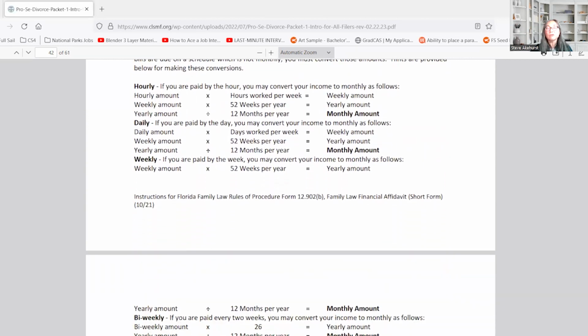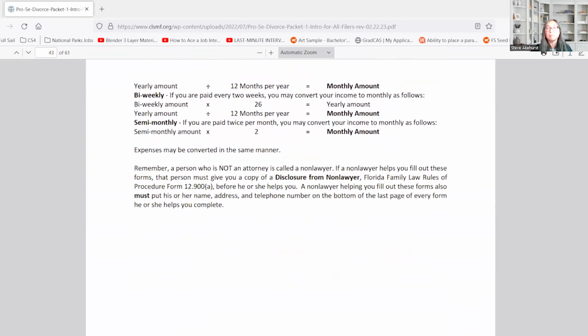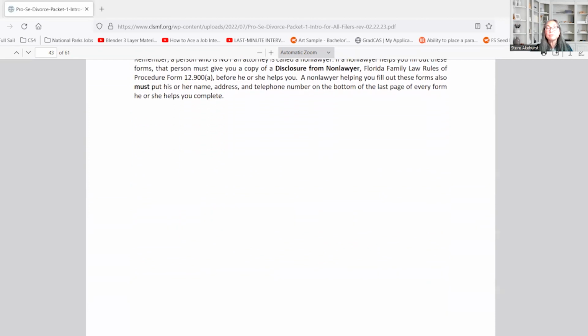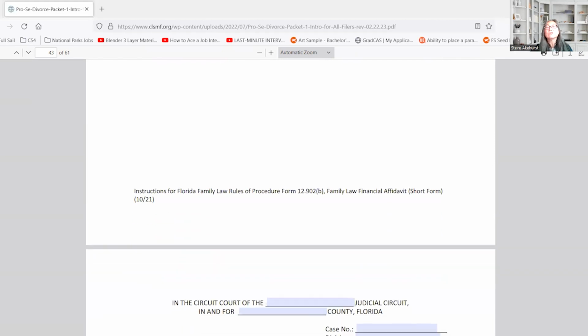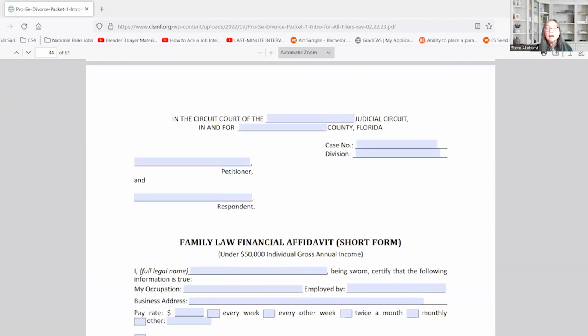So if you make $6,700 a month, you have to make sure you can round it out. You could say 6,700. So it doesn't have to be to the penny, but you have to be prepared to prove it if someone challenges it. So if you file this affidavit and your spouse is like, no, I know she makes more than $500 a month, then you have to prove it by showing your pay stub, your bank statement. But we'll go over that later when we do the certificate of mandatory disclosure.